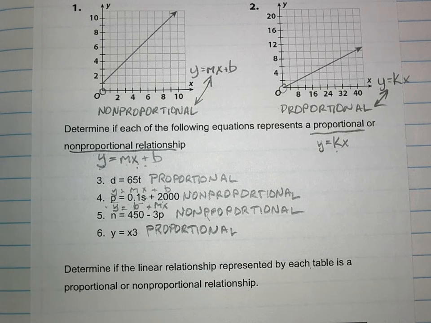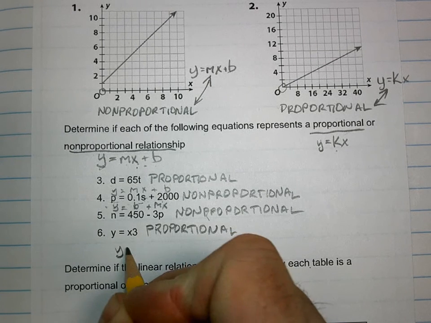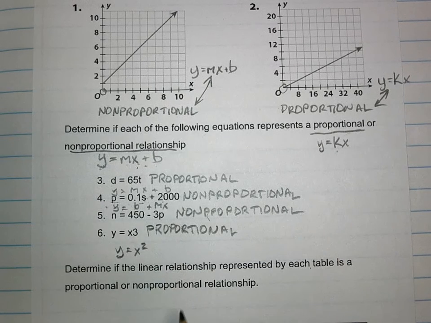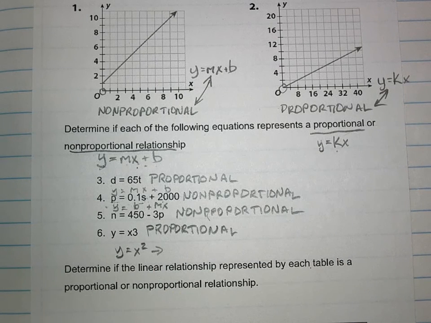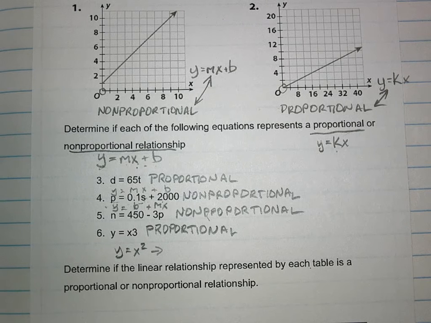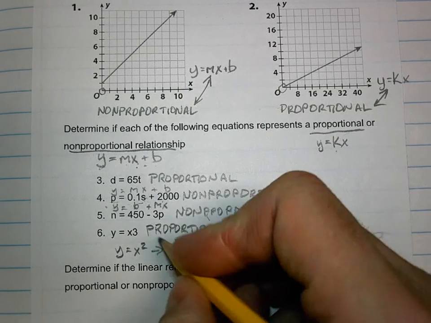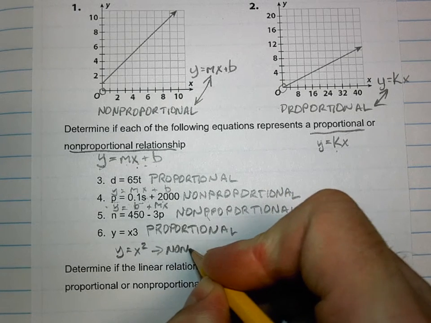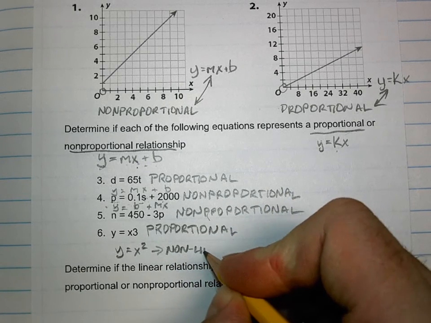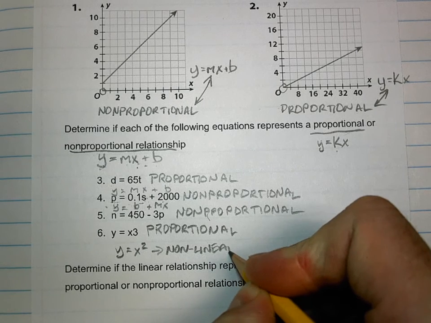Now, let's talk about a couple of situations you're going to run across where it's going to look odd, where you get something like y equals x squared. If you get a variable and there's a square in it, it's not a straight line. It's actually a curved line. So by nature, it's non-linear. It's just not a line.